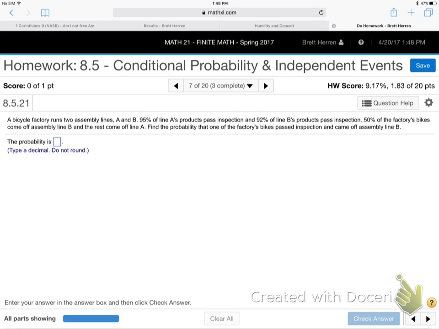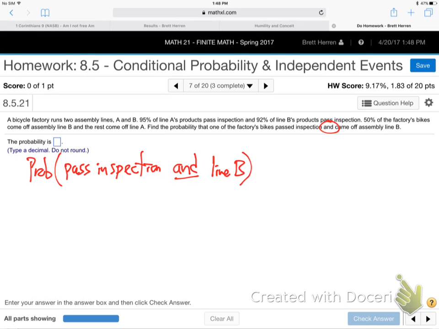Okay, so how are we going to do this one? Basically, the whole key is the word "and". Let's be clear what the question is: the probability that it passed inspection and it's from line B. Whenever they say "and," they want you to do the overlap. Union is "or," overlap is "and."